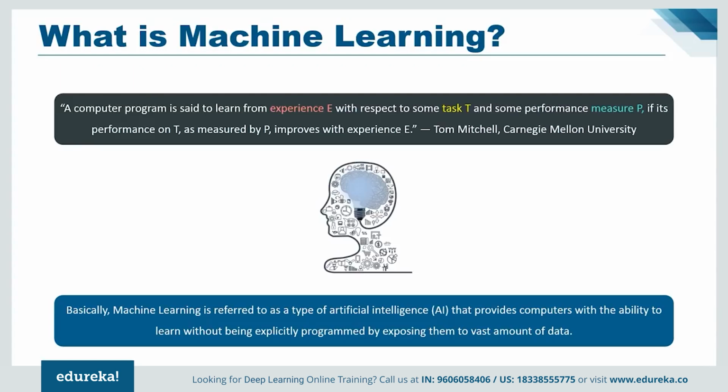So basically, machine learning is referred to as a type of artificial intelligence that provides computers with the ability to learn without being explicitly programmed by exposing them to vast amounts of data. Now, the core principle behind machine learning is to learn from the data sets and try to minimize the error or maximize the likelihood of their predictions being true. Even though machine learning had great advancement, there were some drawbacks of machine learning.